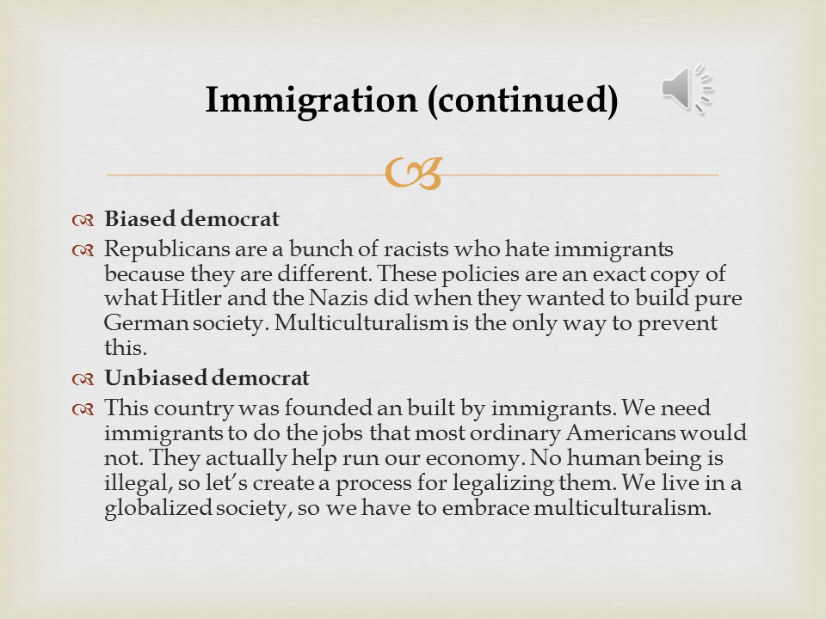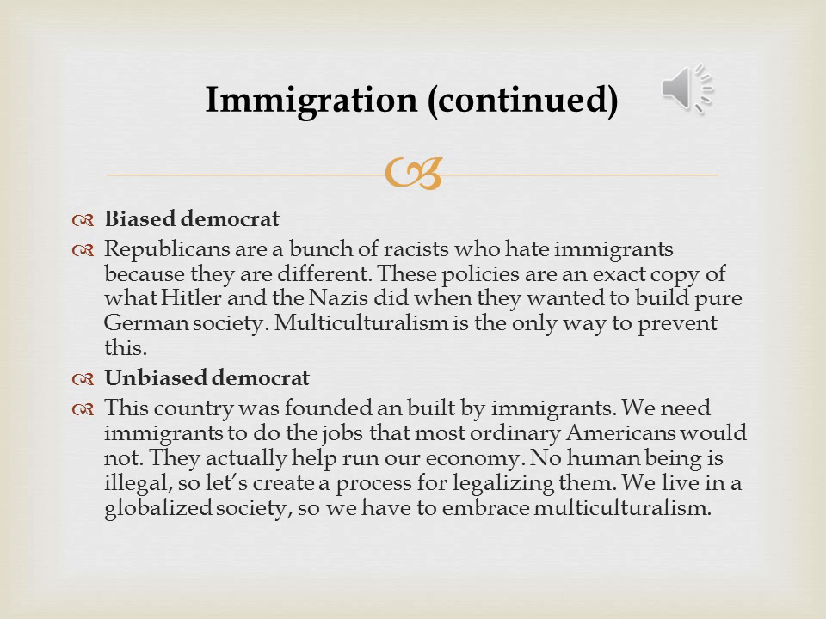And a biased Democrat will likely believe that when Republicans want to limit immigration, they're racist. That would most likely be their main argument. And they will have a view, something along the lines of multiculturalism, meaning we should have many different cultures in this country. And multiculturalism is the only way to prevent what happened in Germany. And multiculturalism is the future, basically.